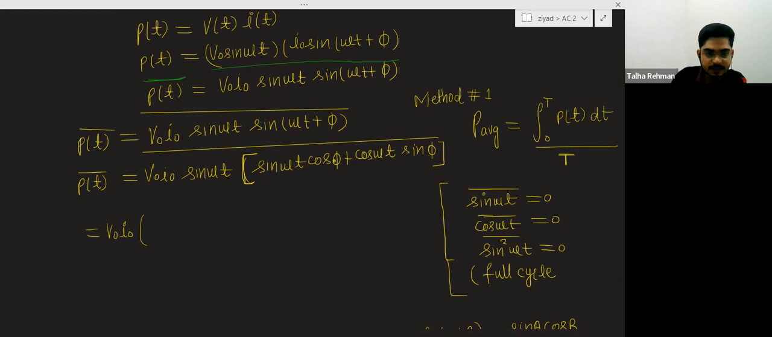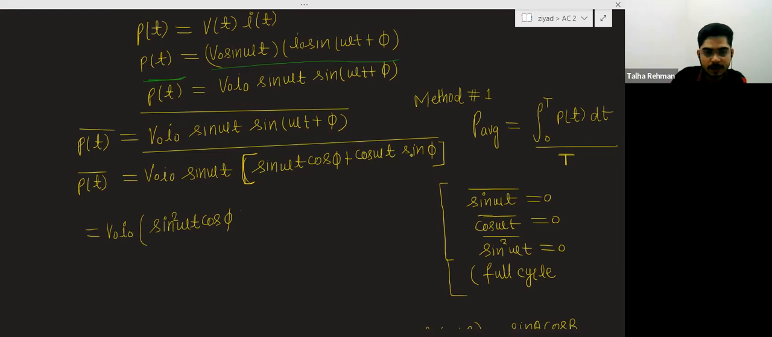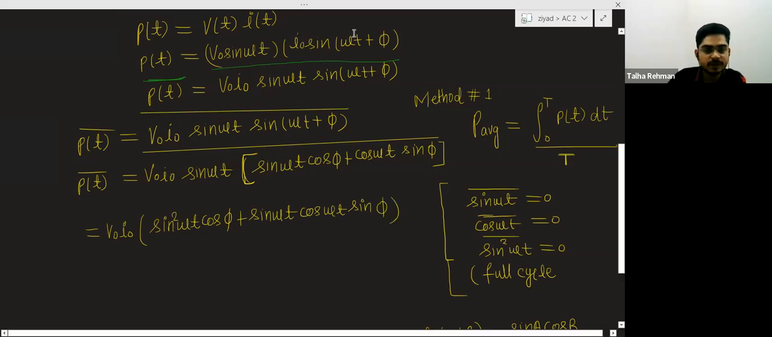So we can write it as sine square omega t into cos phi. Now sine omega t will be multiplied with the second term, so this will become sine omega t cos omega t sin phi. This whole has the average.